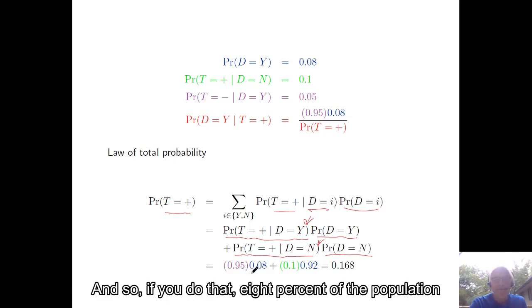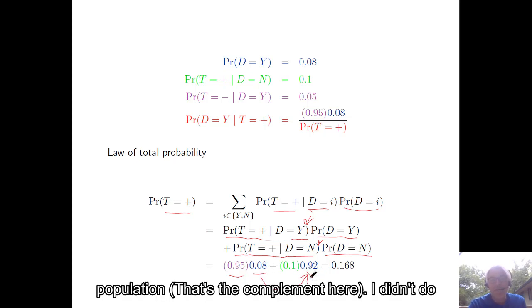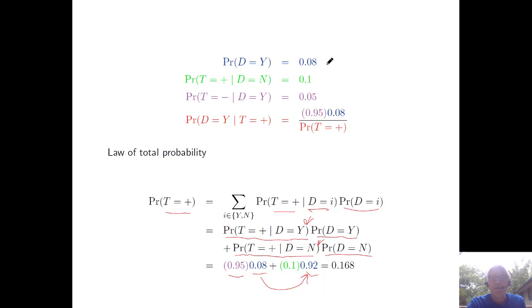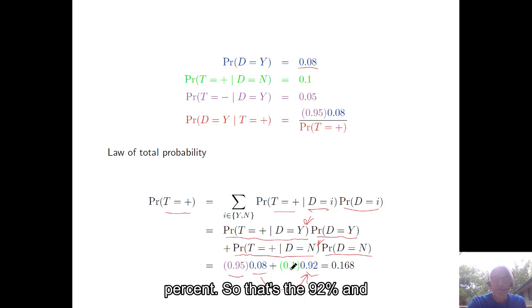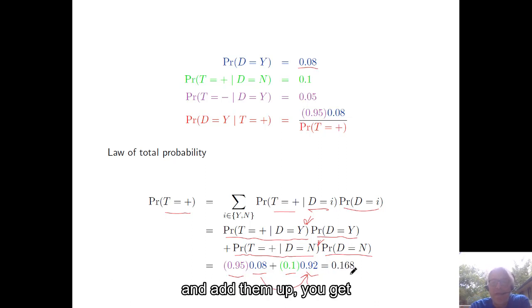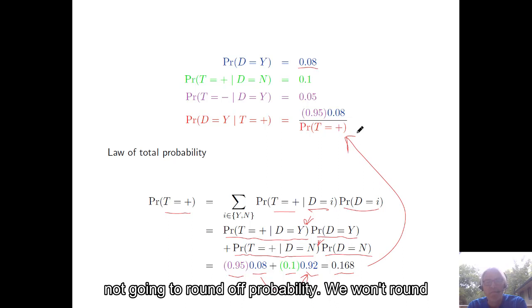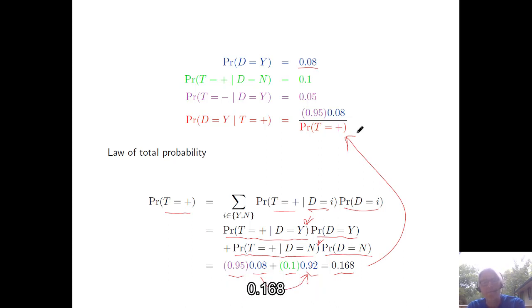And so if you do that, 8% of the population has the disease, 95% of those tests will be positive. 92% of the population, that's the complement here. I didn't do that explicitly, but hopefully you can see that the probability of disease no is the complement of 8%. So that's the 92%, and there's a 10% false positive rate. So if you multiply those together and add them up, you get the total probability of a positive test, 0.168, or almost 17%. So now we can substitute this in the denominator. We're not going to round it off to 0.17. We'll just keep it at 0.168.